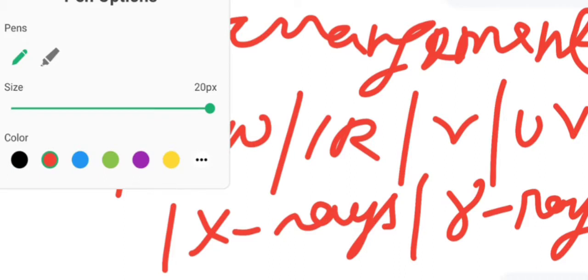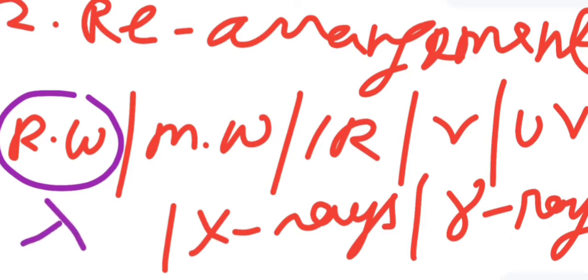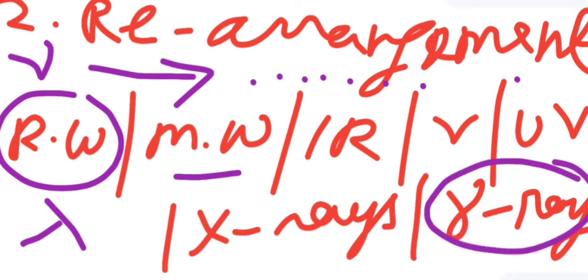Here, this one has the largest wavelength but the smallest frequency. So the frequency goes like this. Microwave frequency is higher than radio waves, and then it goes like this. Then the highest frequency is gamma ray.